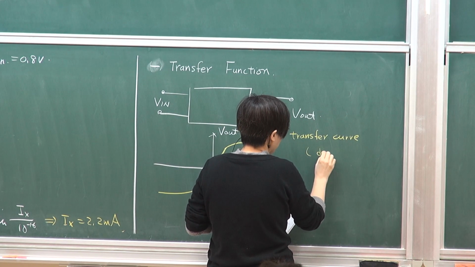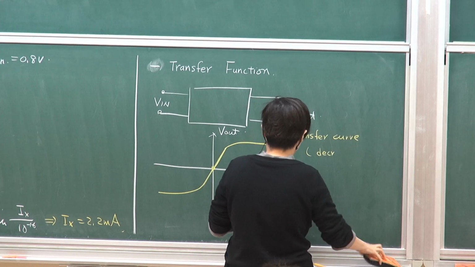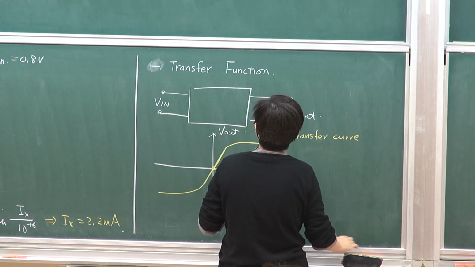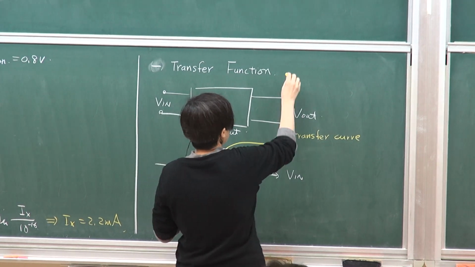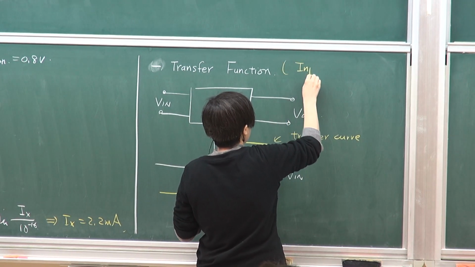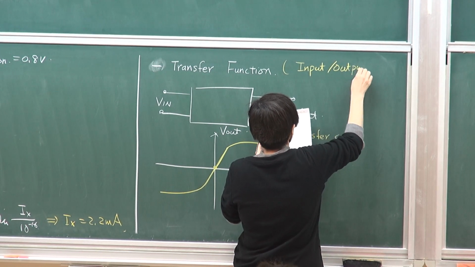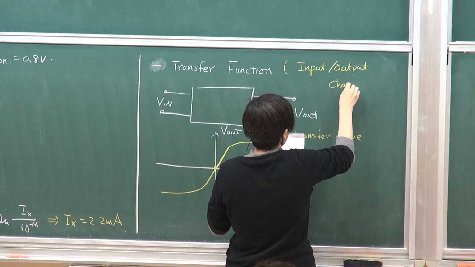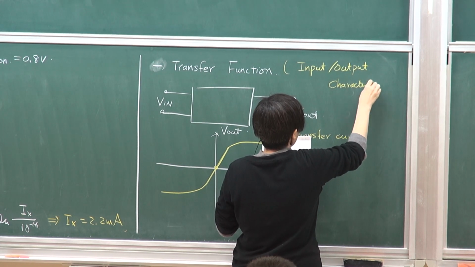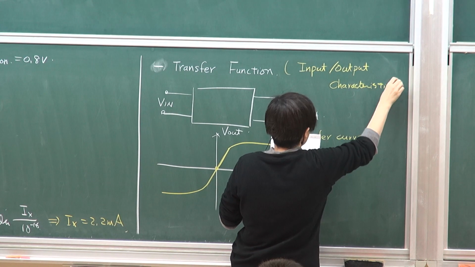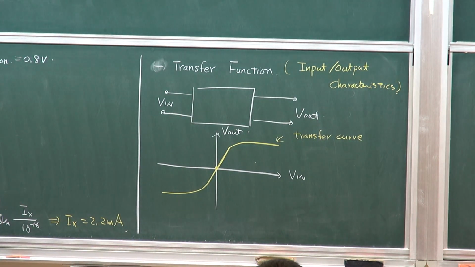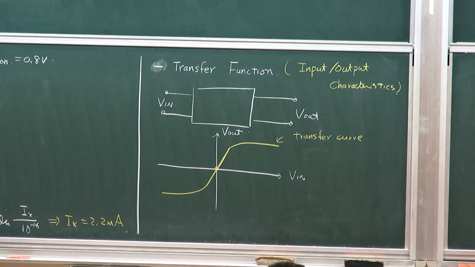The transfer function is sometimes referred to as the input-output characteristic. So you typically give a range of inputs and look at the output. That's basically what a transfer function means. Once you have the definition, I'm going to give you a few examples and ask you to generate the transfer function if you can.